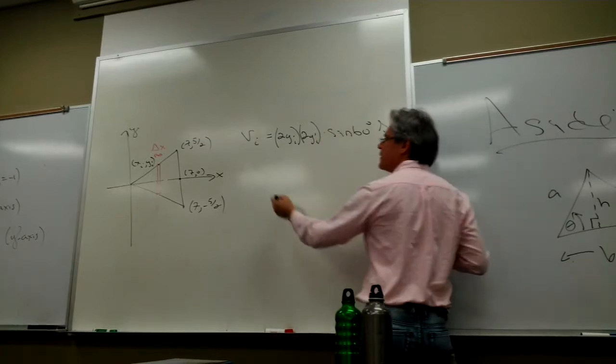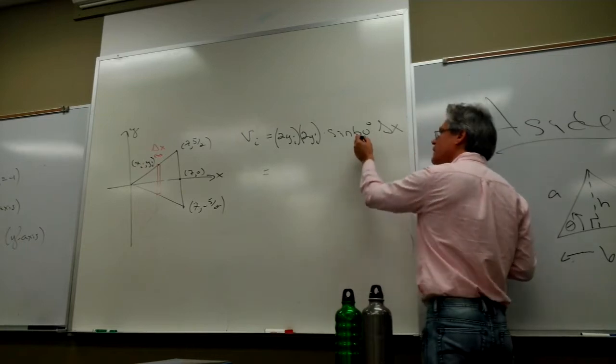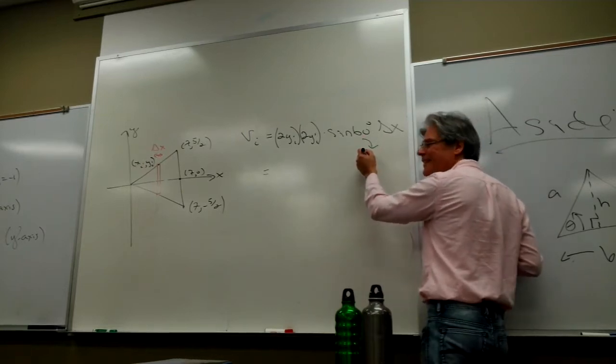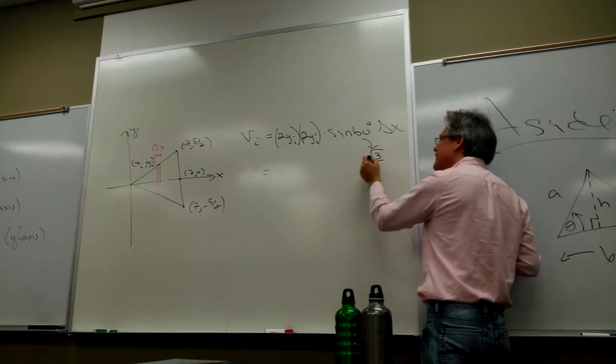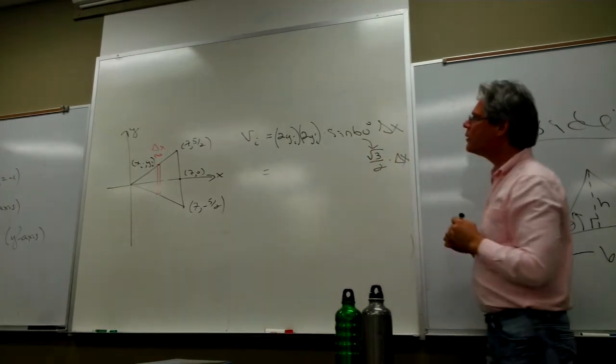But shoot, the sine of 60 degrees is a piece of cake. It is root 3 over 2. Thank you.